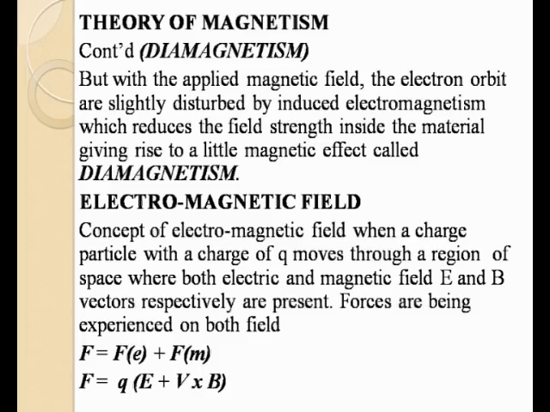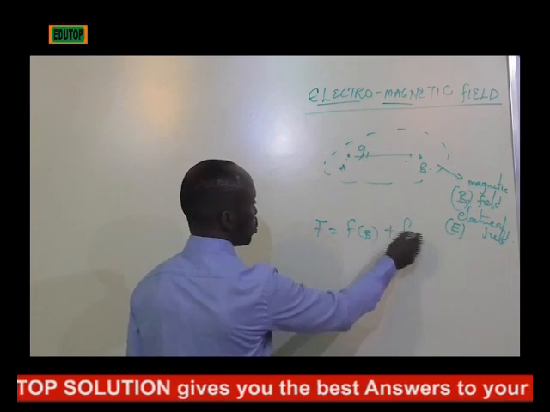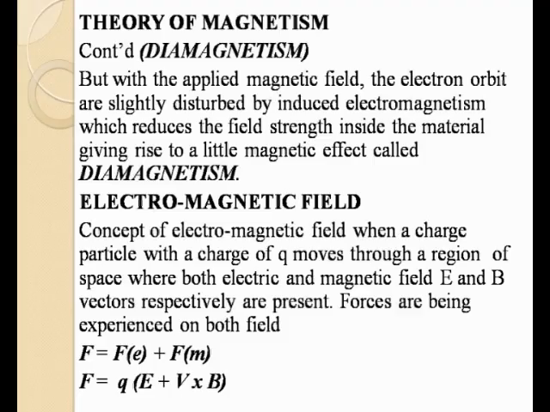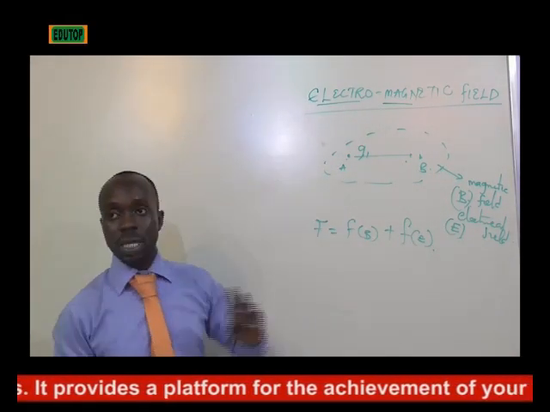Now from our formula, it is noted that a force is induced. The total force will be the force of the magnetic field plus the force of the electric field. So those are the two forces that exist in your electromagnetic field, because electromagnetic means two fields in one. A platform where two fields exist in one.